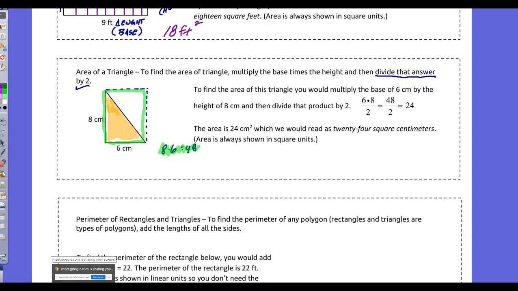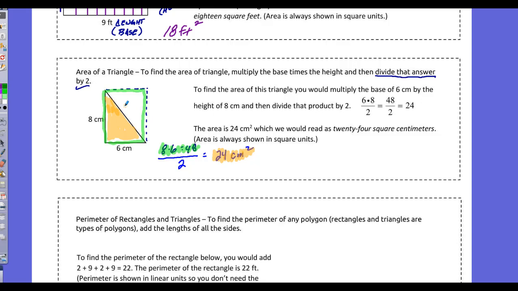Half? I have half of it, exactly. And that's why when we're trying to find the triangle, we would take this and we would divide by 2, which would give us square centimeters. It's always in square units. And that amount shows us what's the actual triangle.